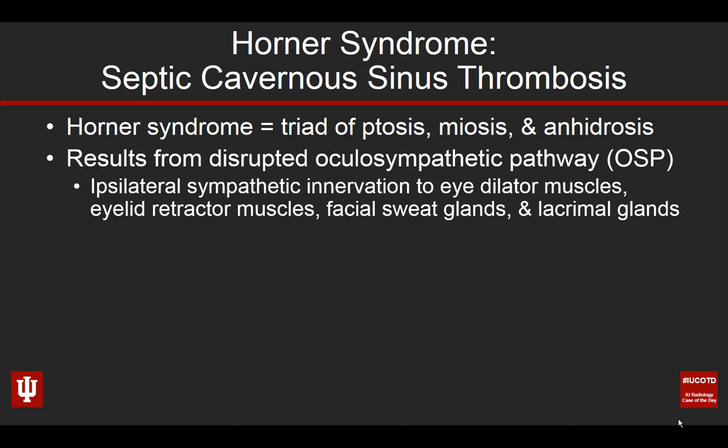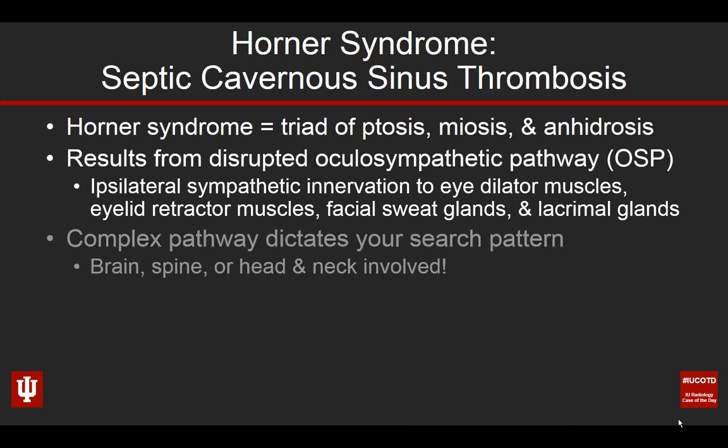And then also the facial sweat glands and the lacrimal glands are supplied as part of this pathway, hence the anhidrosis, and along with that the lack of tearing. So the bad news is this is a bit of a complex pathway, and that's what makes this a challenging case, at least a challenging case to wrap your head around and explain all the findings, but we can do it in this case. This is a complex pathway that really dictates your search pattern.